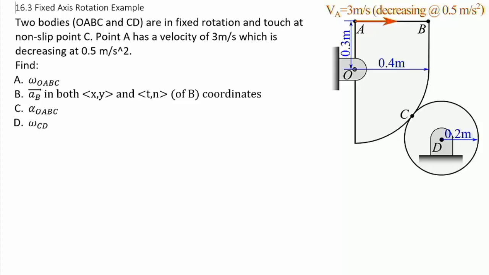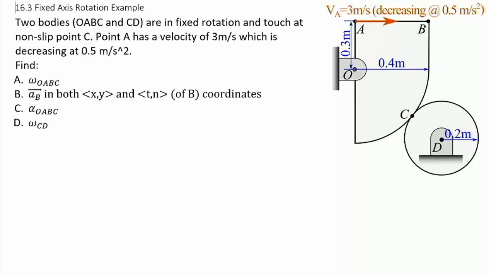We're given information that point A on the upper left of OABC has a velocity of 3 meters per second to the right, and that's decreasing at 0.5 meters per second squared. Okay, so that decreasing value is essentially the tangential acceleration. It's going to be a negative tangential acceleration if we use an xy coordinate system.